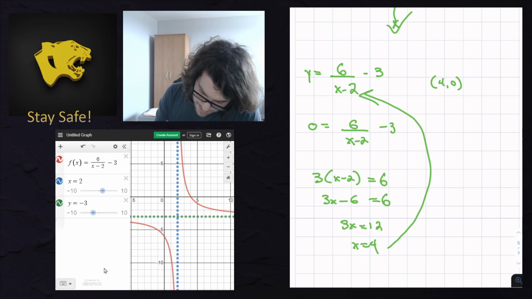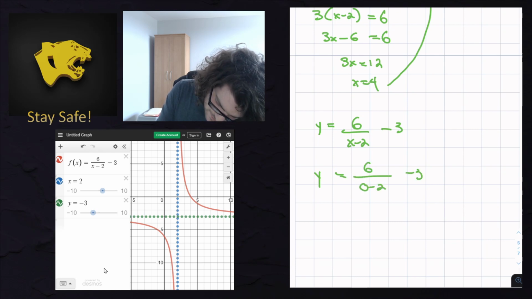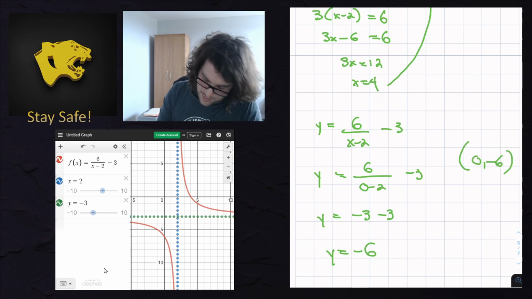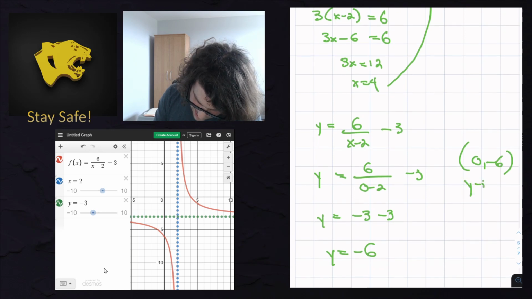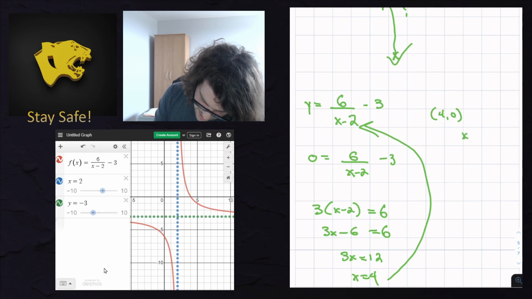And then if I do the same thing, I guess I probably should just start over again. So 6 over x minus 2 minus 3. And this time I'm going to say that the x value is 0. So I get 0 minus 2 minus 3. So y is equal to 6 divided by negative 2 is negative 3. Minus another 3 is negative 6. So that would be at 0 comma negative 6. We should have a y-intercept. So this is our y-intercept. Oops. And this one up here is our x-intercept.